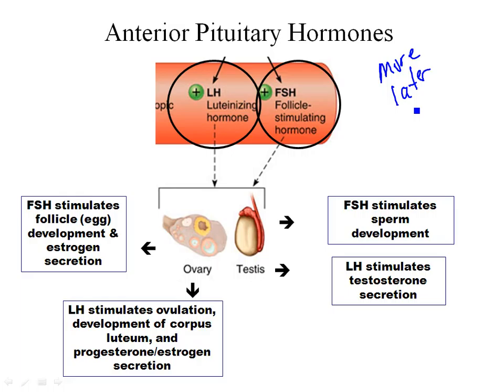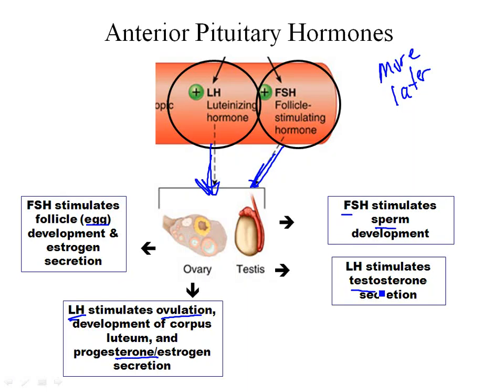Luteinizing hormone, LH, and FSH both have their target as the ovary and the testes, but they have different actions. When FSH goes to the ovary, you get egg development and estrogen. LH stimulates ovulation and also estrogen and progesterone secretion. In the testes, FSH is for sperm development and LH stimulates testosterone secretion.